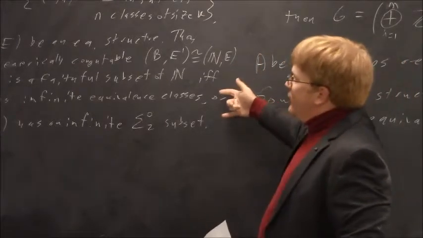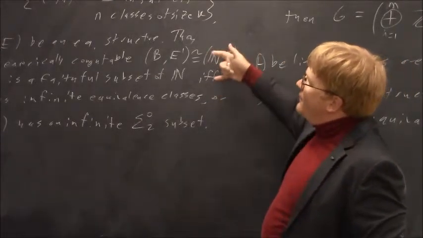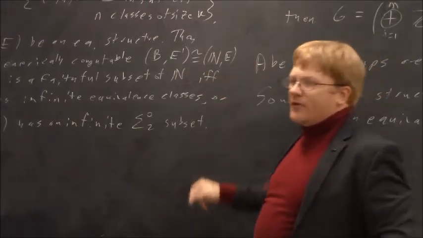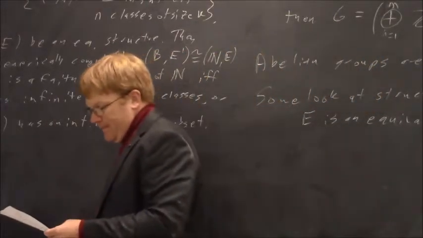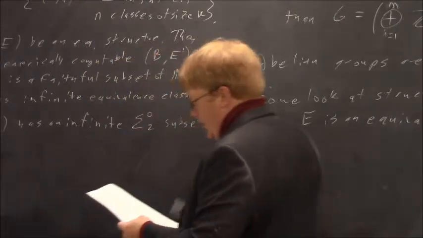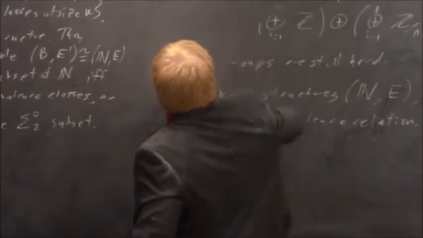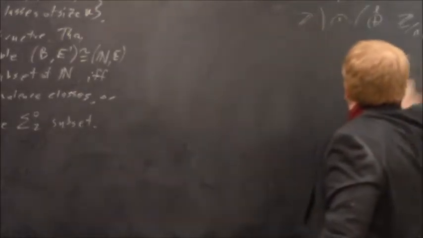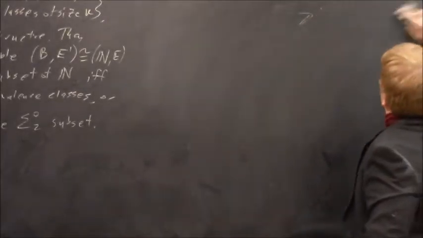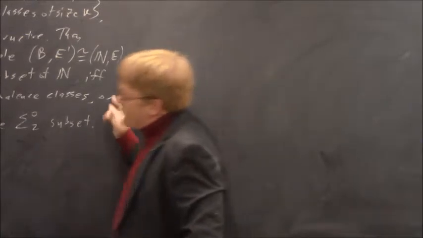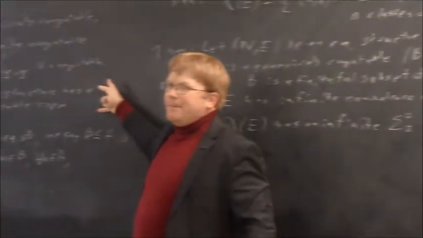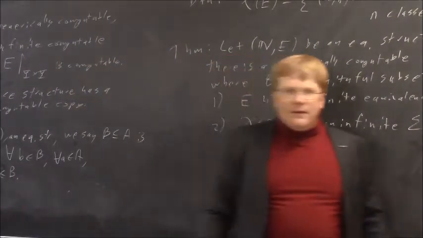And this does look like a cleaned up version of when you have a computable equivalence structure. So things aren't quite as bleak as they looked here. Chapter 4.